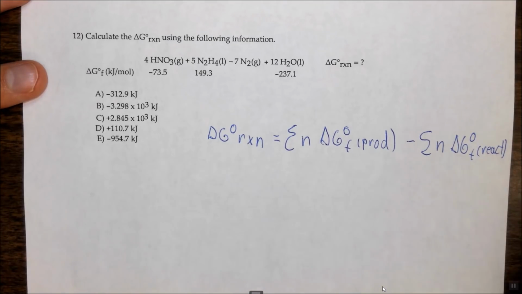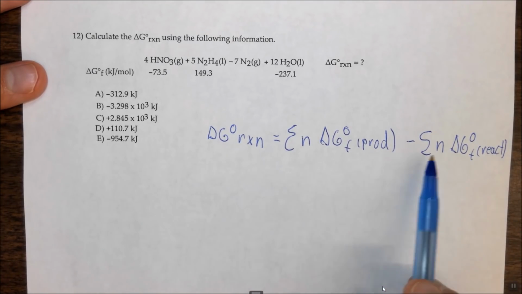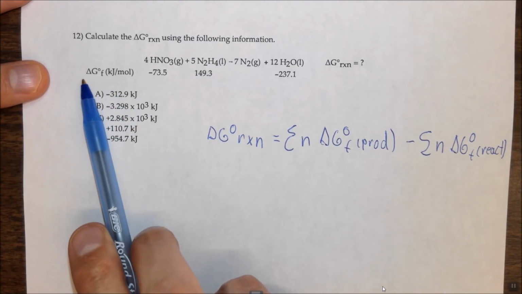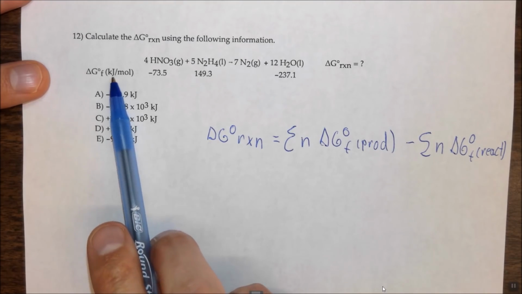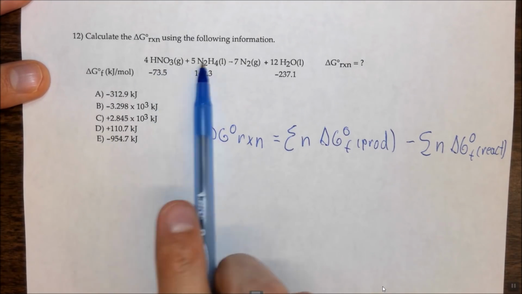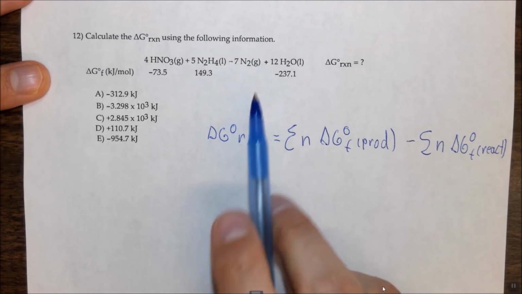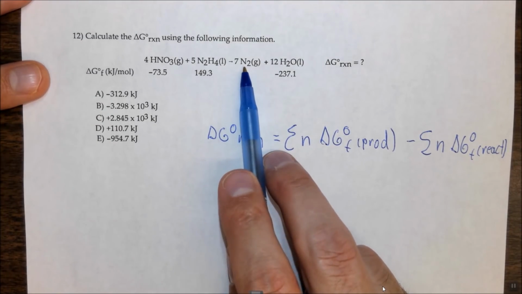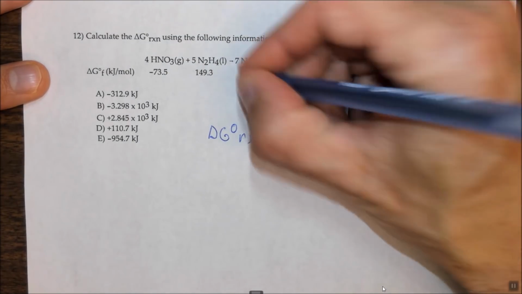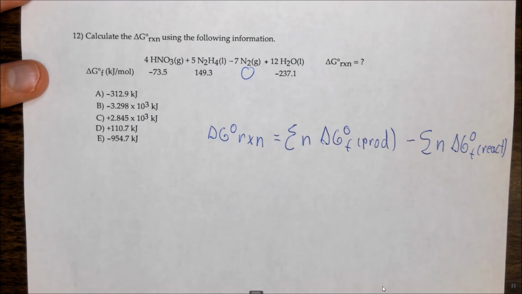So these are the values. Now notice that we're given the Gibbs free energy of formation of both reactants and one of the two products. Why aren't we given the other one? Well, the other one is an element. So for elements, just like for delta H, the delta G is 0.